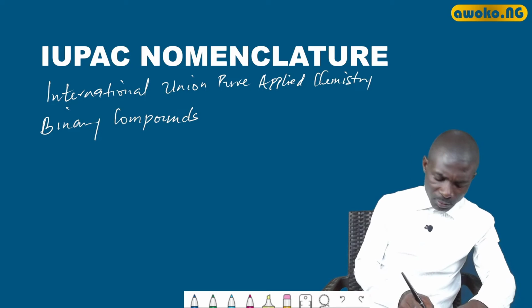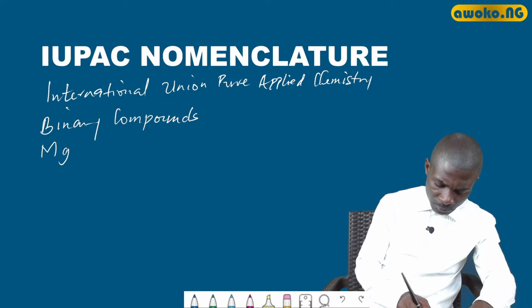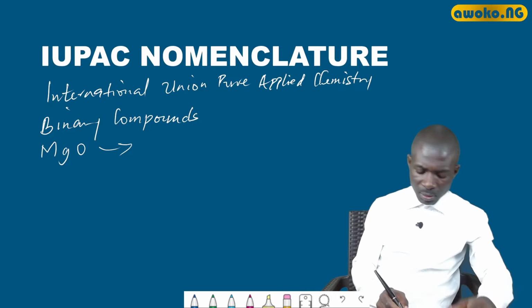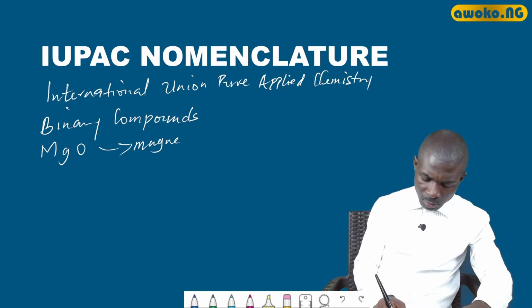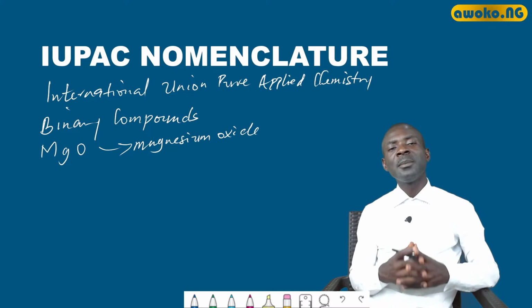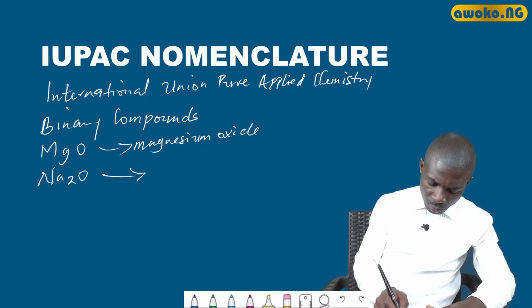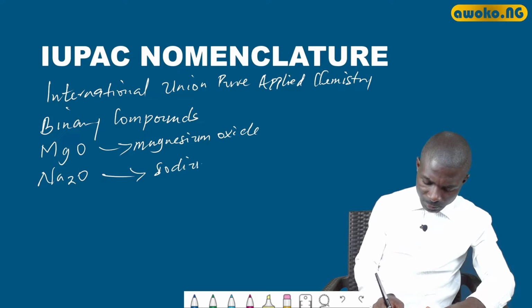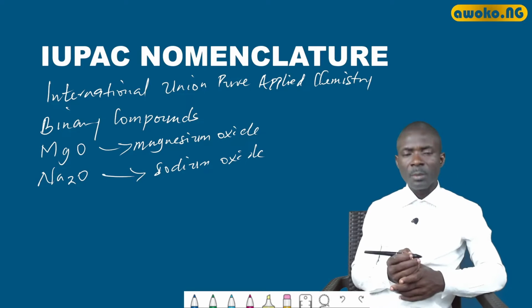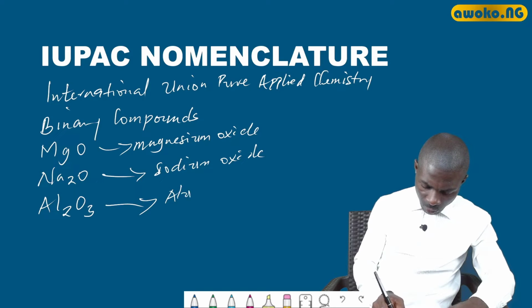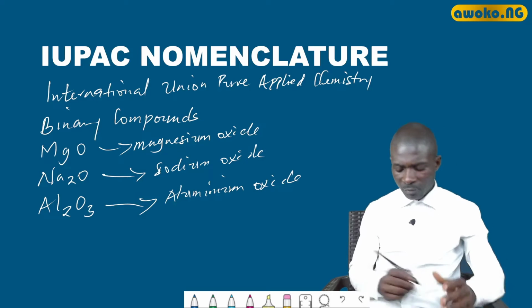Okay, so we have binary compounds. Examples: magnesium and oxygen will simply give us a compound called magnesium oxide. So here it is indicated that the metal is named first before the non-metal. We also have sodium and oxygen to give us sodium oxide. We also have aluminium oxide as another example of a binary compound.